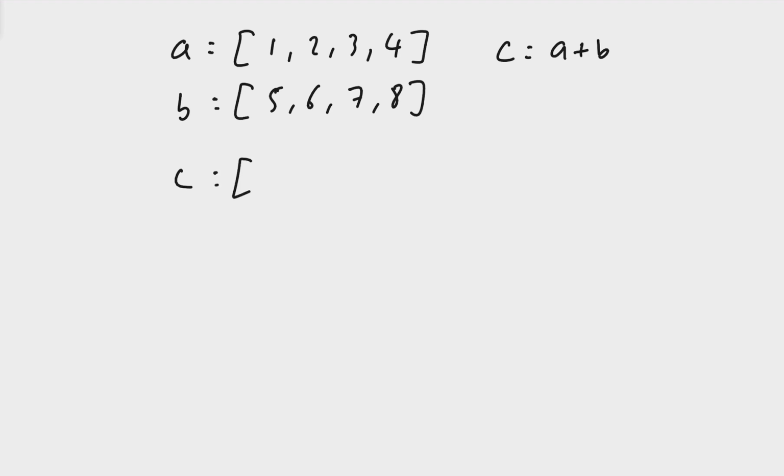this element by element. So we've got 1 plus 5, which gives us 6. We've got 2 plus 6, which gives us 8. We've got 3 plus 7, which gives us 10. And we have 4 plus 8, which gives us 12. So we're adding those on an element by element basis.